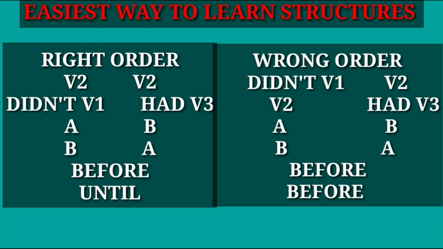Now, the easiest way to learn the structures. For right order, in the first line we have to use V2, V2. In the second line we have to use didn't V1, had plus V3.